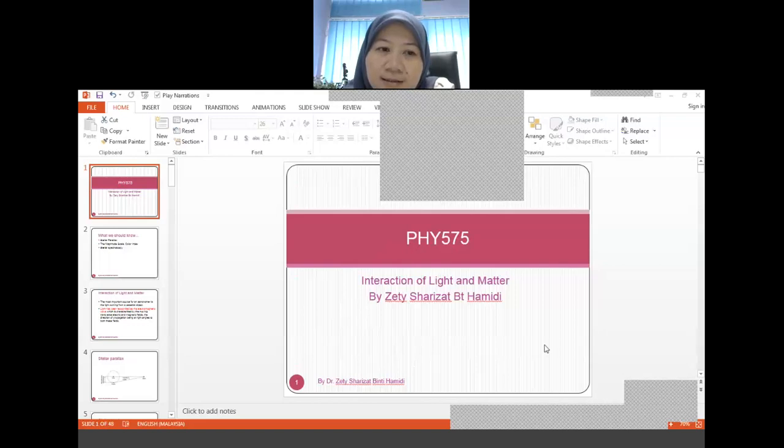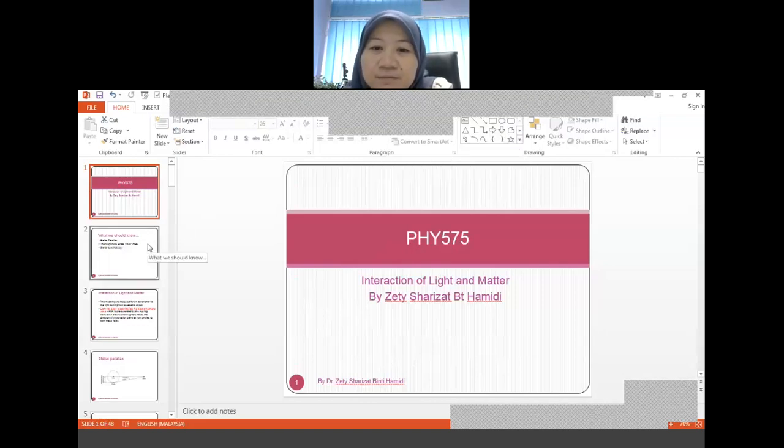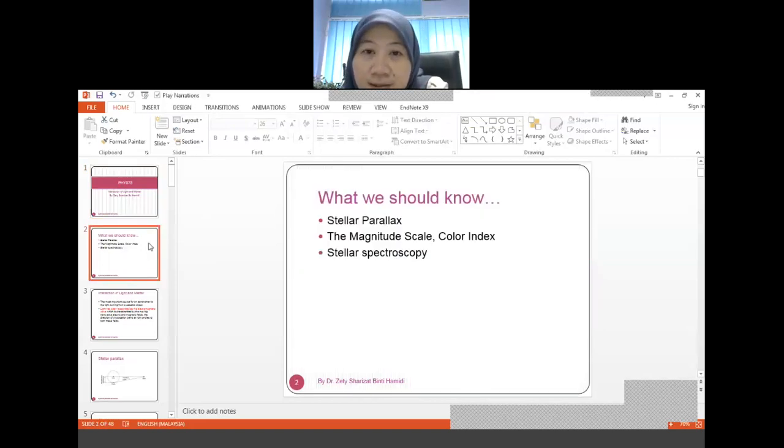In this case, there are a few topics that we need to know: the stellar parallax, and we want to study the magnitude scale, which is related to brightness, and also the color index, because even stars have different colors. And then we move on to stellar spectroscopy.